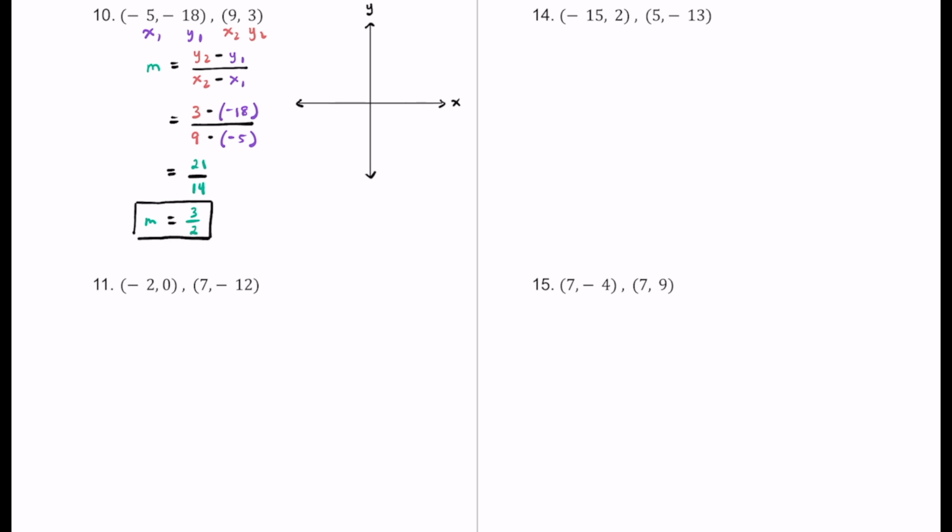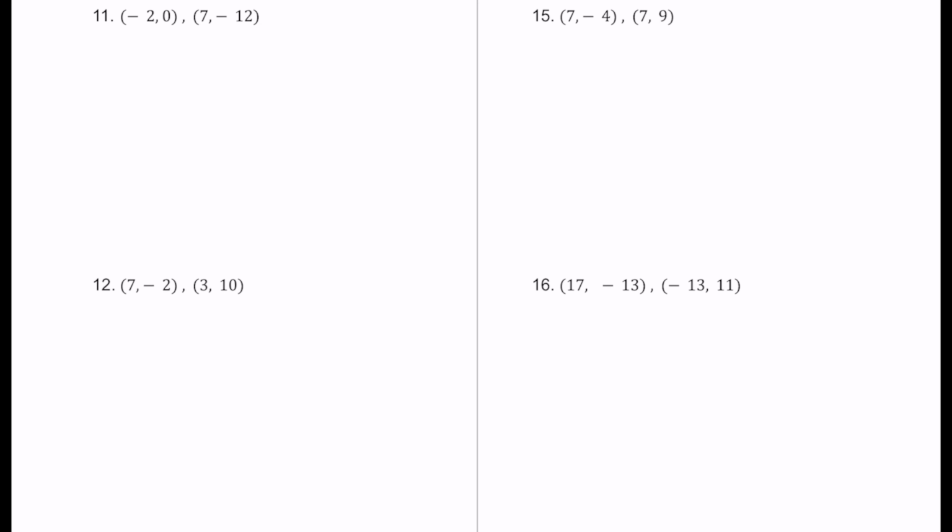Visually, hopefully this will make sense because negative 5 comma negative 18 would be maybe somewhere down here in quadrant 3, and then this positive 9 comma positive 3 would be somewhere over here in quadrant 1, and it should be a little bit more vertical than horizontal, but not by much because 3 and 2 are pretty close to each other. For number 11, we have negative 2 comma 0 and 7 comma negative 12.